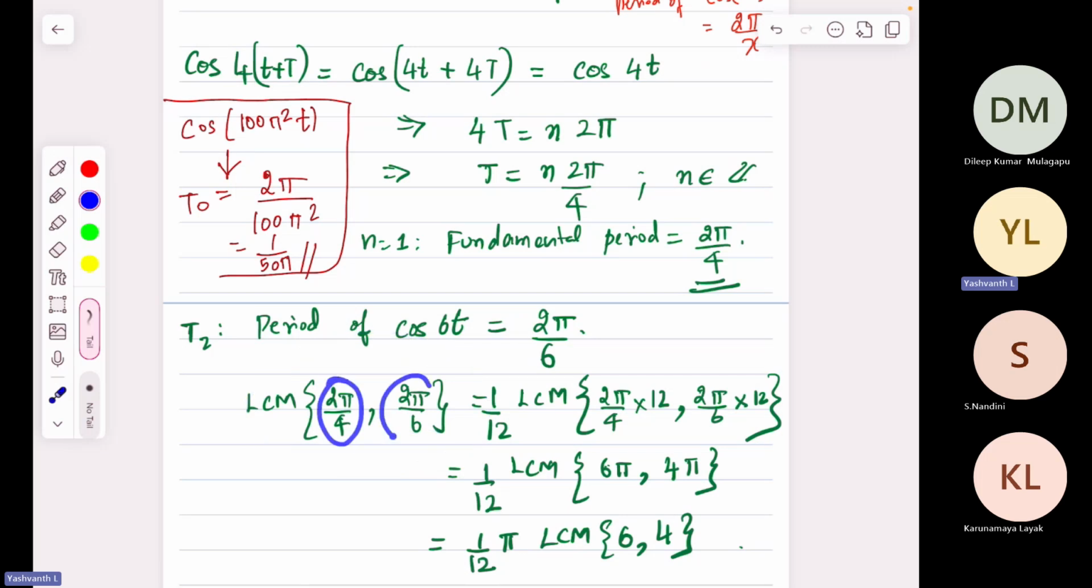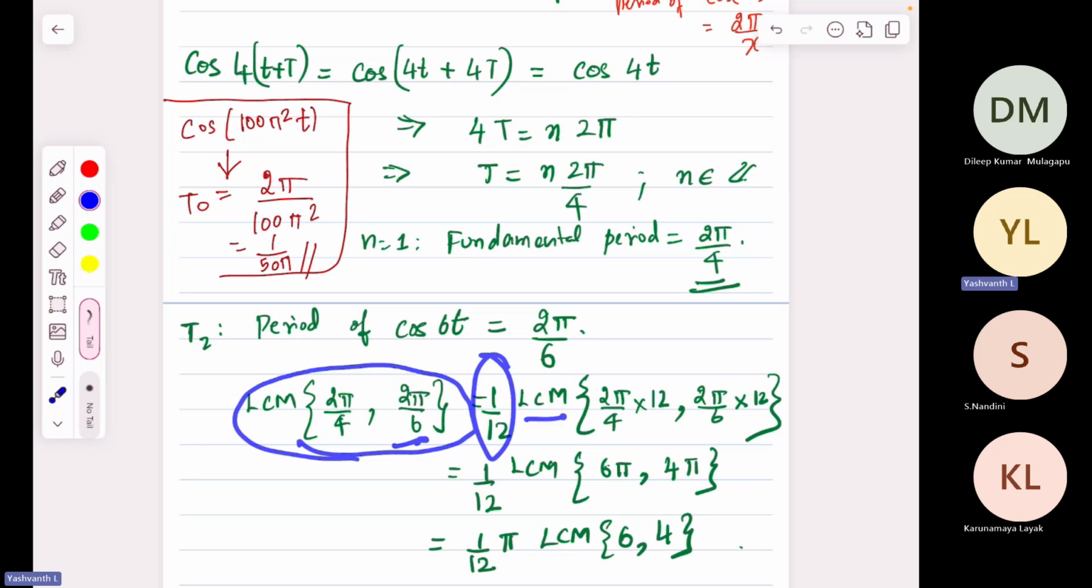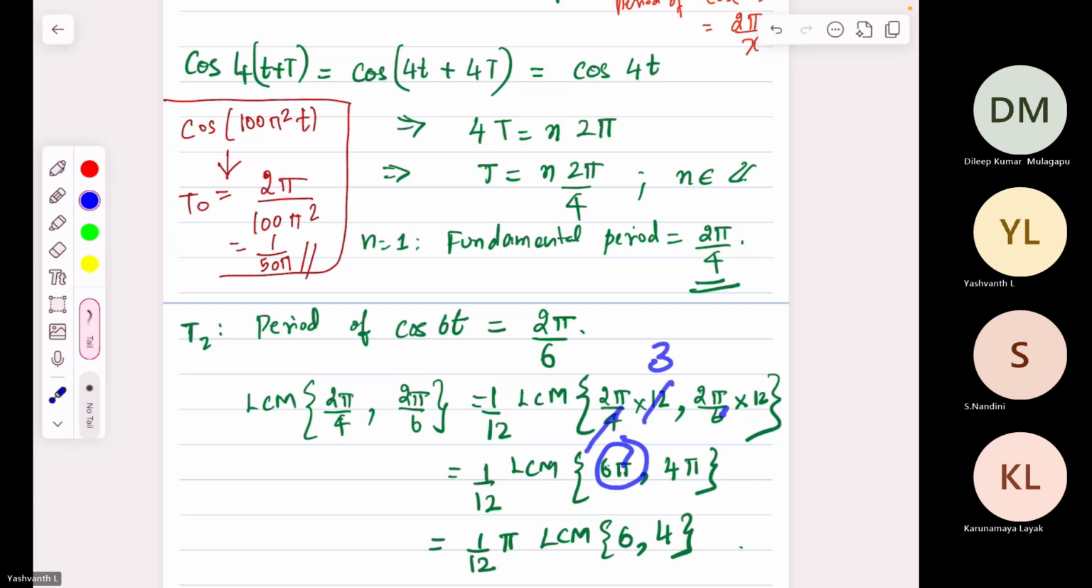Since 2 pi by 4 and 2 pi by 6 are not integers, and are fractions, I will multiply them by a common number and then finally divide. In this case, I will multiply them by 12. That will not change the LCM of the actual original numbers. So the LCM of 2 pi by 4 and 2 pi by 6 is the same as 1 by 12 into the LCM of 2 pi by 4 into 12 and 2 pi by 6 into 12. Here 3 times 2 pi becomes 6 pi, and 2 times 2 pi becomes 4 pi.